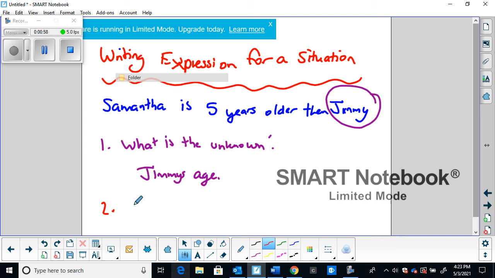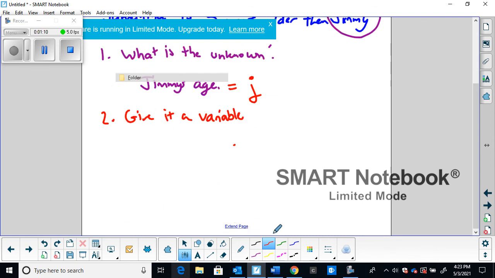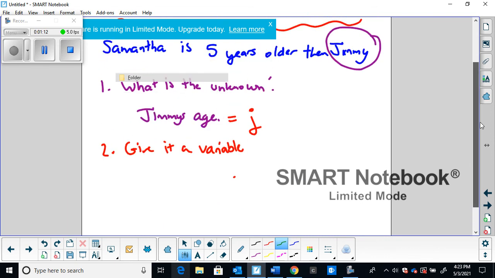Then the second step is we're going to give it a variable. So Jimmy's age, we're going to give it a variable. We're going to call it J. Okay, we're going to give it a letter, assign it a letter, because we don't know what Jimmy's age is. So we're going to represent it with J.